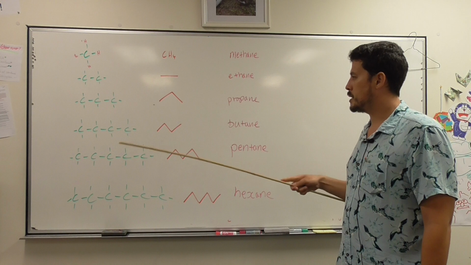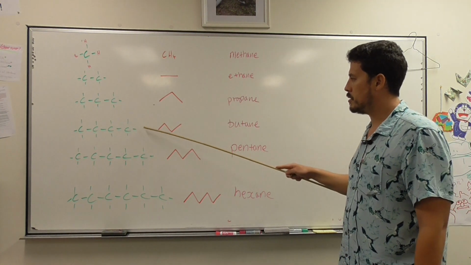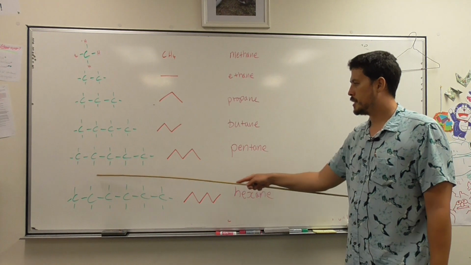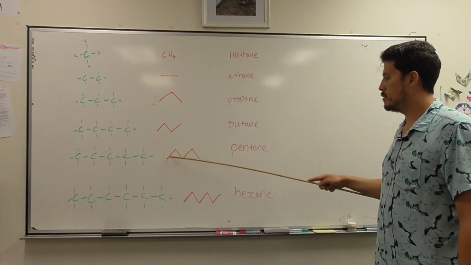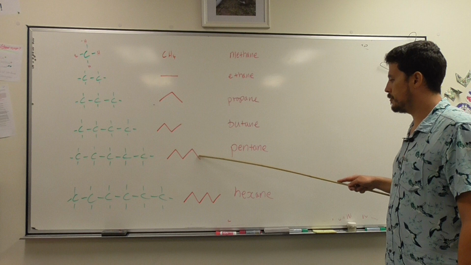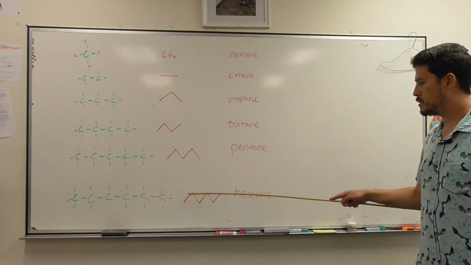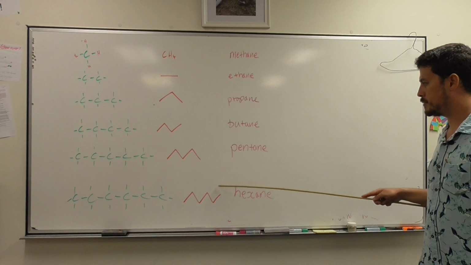The next one is butane. 4 carbons in a row. 1, 2, 3, 4. Pentane. 5 carbons in a row. 1, 2, 3, 4, 5. Hexane is 6 carbons in a row. 1, 2, 3, 4, 5, 6.